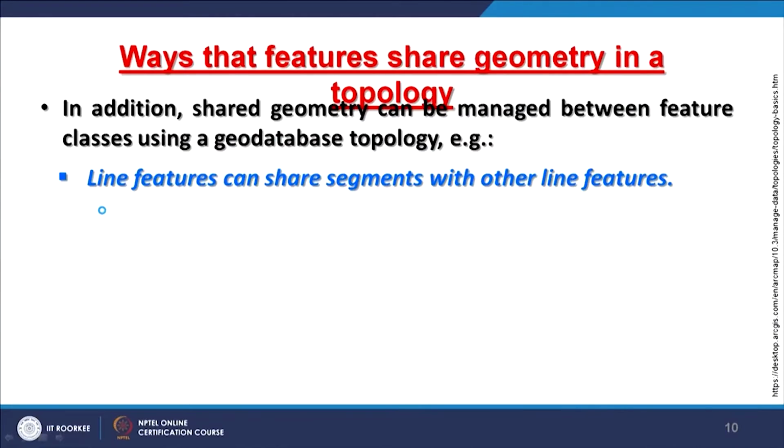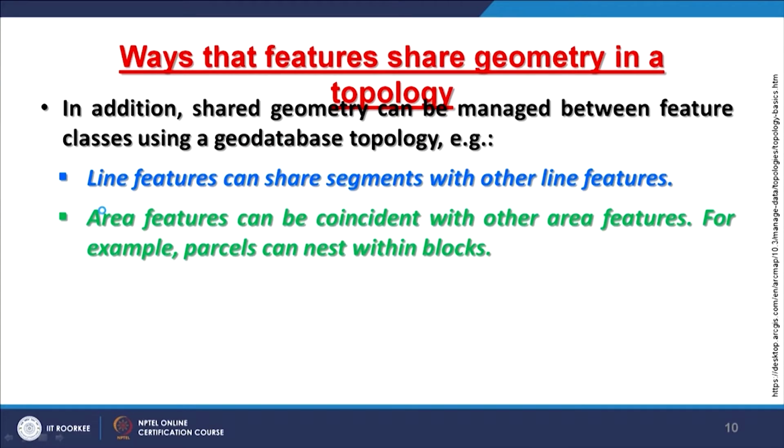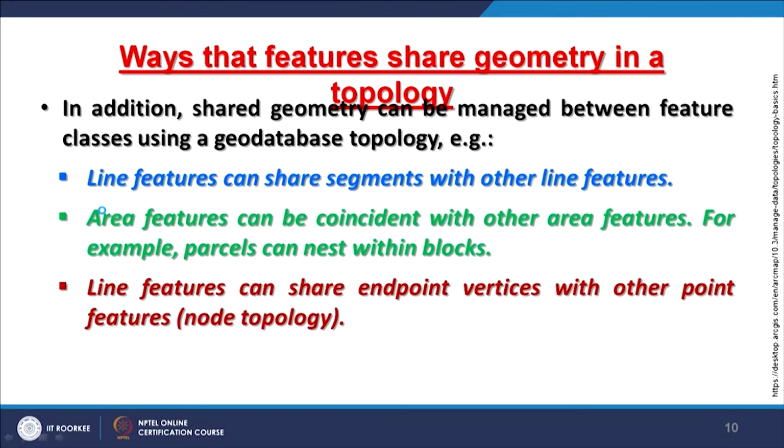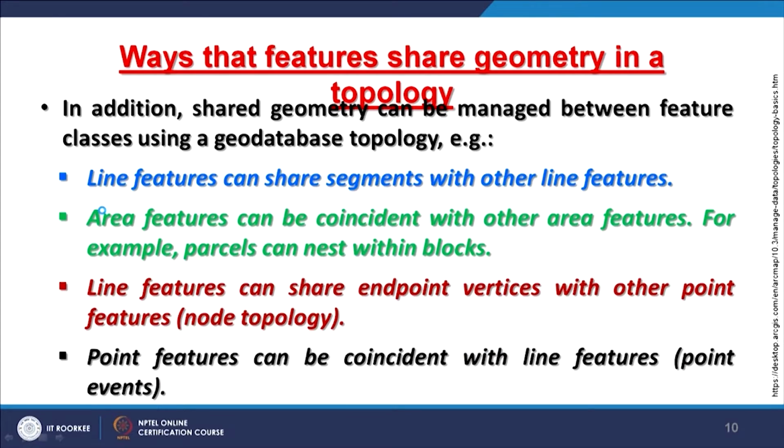In addition, shared geometry can be merged between feature classes into the geodatabase. For example, line features can share segments with other line features of different layers. Also, features can be coincident with other area features or polygons, and line features can share endpoint vertices with point features. So, not only one type of feature, but a line can be shared with a point, and so on and so forth. All these permutations and combinations are possible once you have topology, and point features can also coincide with line features.